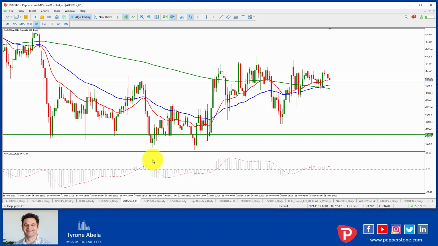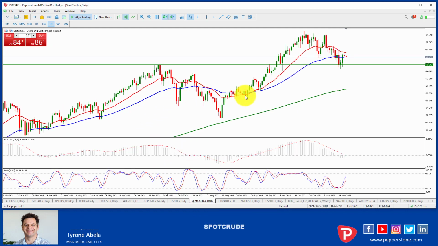All right, the last one we'll have a look at today is the SpotCrude. So this one's an interesting one because it's kind of in the middle of nowhere as well, but it's setting up for two potential trades that could easily play out, and I'd be quite confident in both of them.